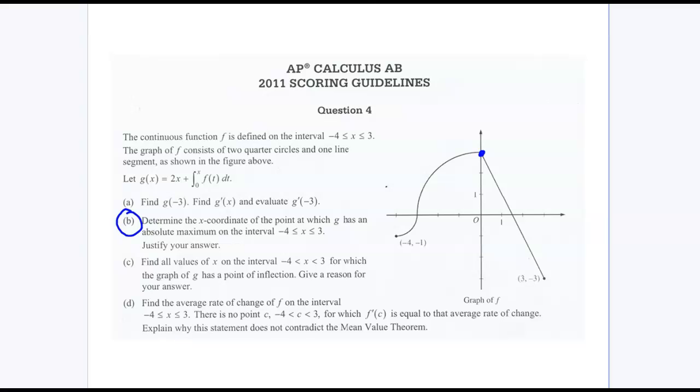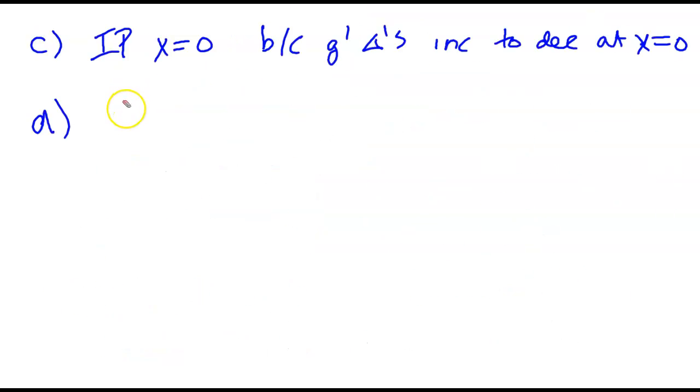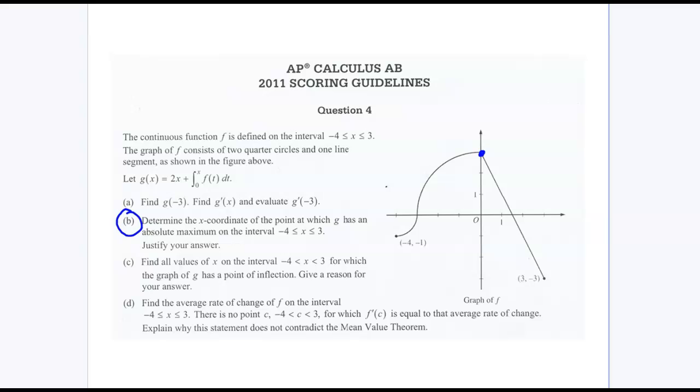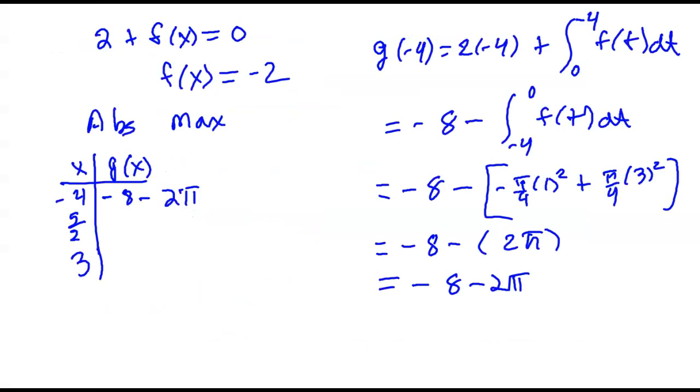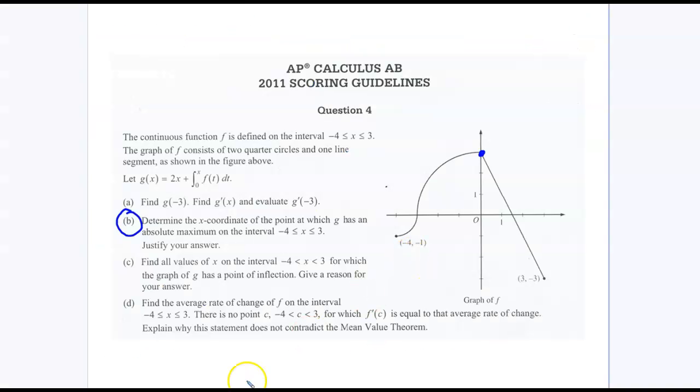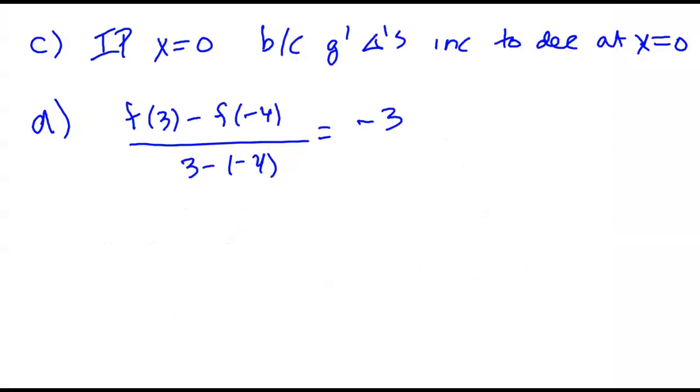Okay, so this is going to be f of 3 minus f of -4 over 3 minus -4. So f of 3 on my graph is -3. f of -4 has a value of -1. So minus -1 over 7. So this ends up being -2 over 7. Is my average rate of change.